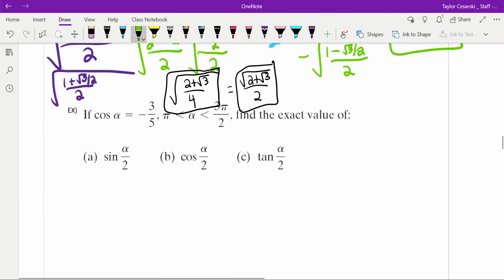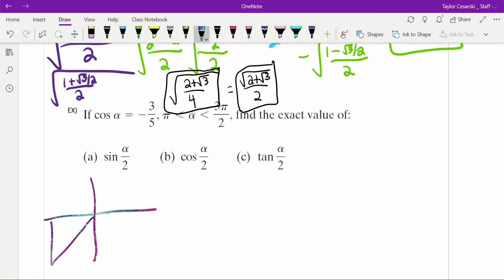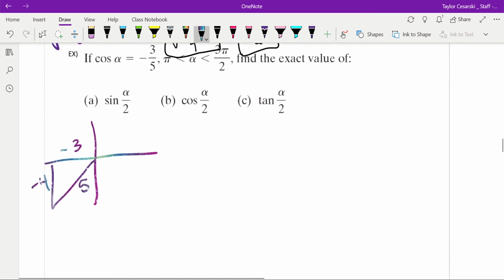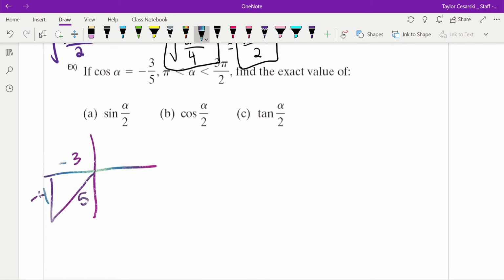It says cosine of A is negative 3/5, and the angle is between pi and 3 pi over 2. So negative 3/5, that means this is going to be negative 4 because it's a 3, 4, 5 triangle. Okay. The very first thing it asked me to find is the exact value of sine of alpha over 2. All right. So what I'm going to do first is write out my formula.